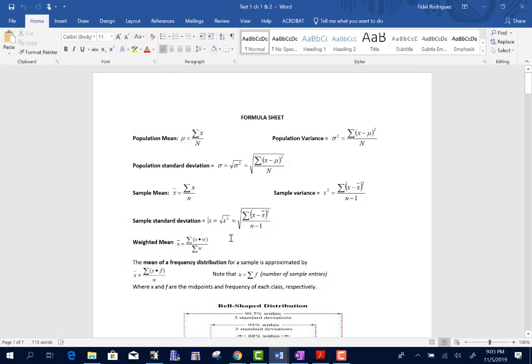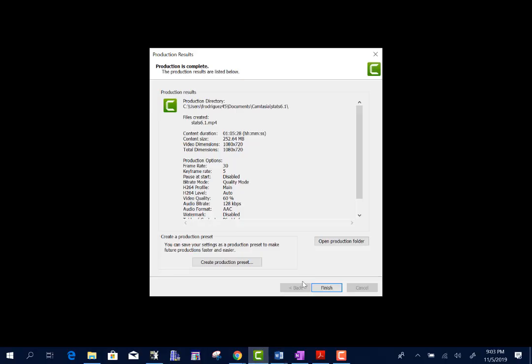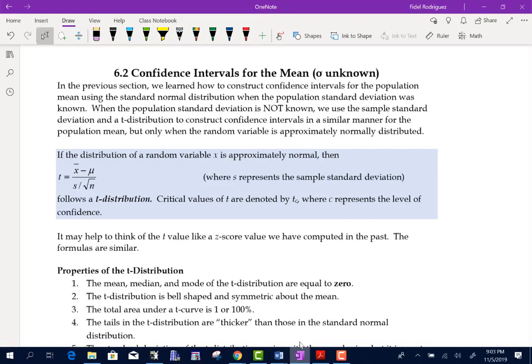Okay, so in 6.2, guys, the problems we're going to have, instead of having the sigma, we're going to have the sample standard deviation, we're going to have the S, okay? So let me just do that real quick. Okay, so we're not going to have the sigma, that's why it says sigma is going to be unknown, right? But what we are going to have, guys, is the letter S, okay? And I'm going to show you what we're going to do here.